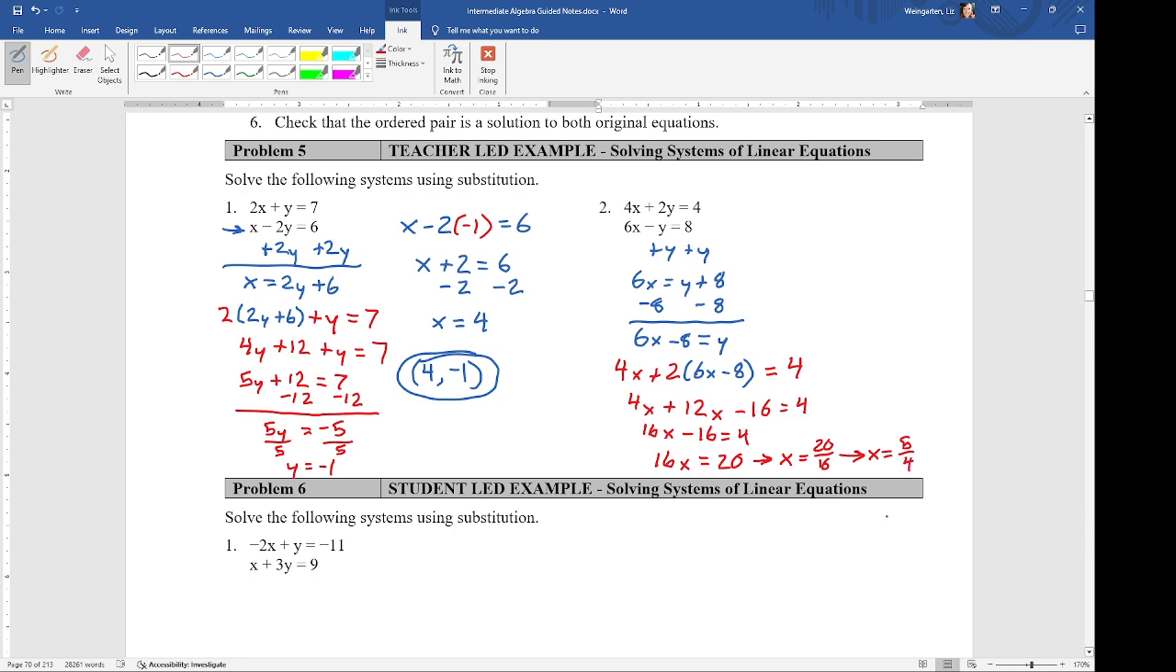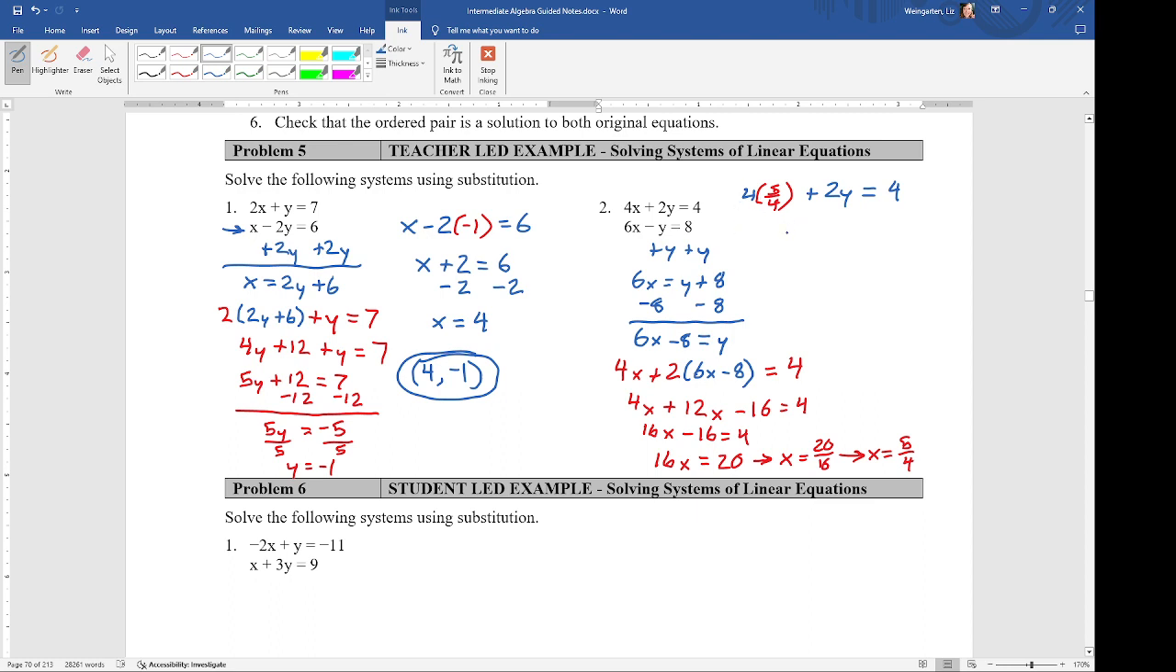Now I can plug this solution into either equation and solve for y. I'm going to plug this into the first equation because I can see that the 4's are going to cancel out, and I'll have fewer fractions. So 4 times 5/4 plus 2y equals 4.